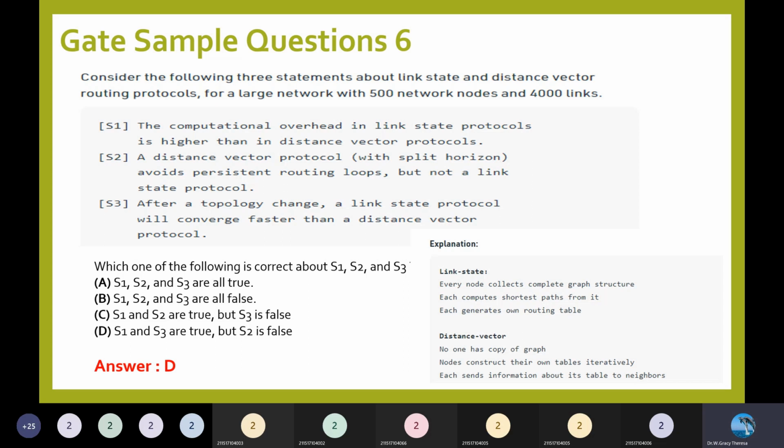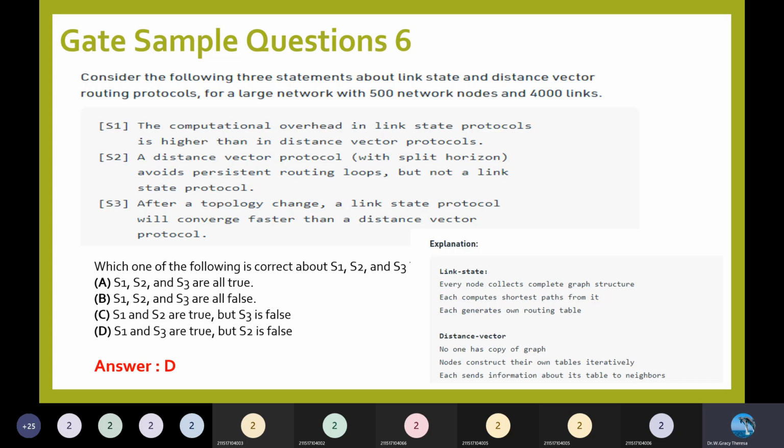So from this, what they are trying to find out is S1, S2 and S3. S1 says the computational overhead in link state protocol is higher than in distance vector protocol. So using these 500 network nodes and 4,000 links, they are saying the computation overhead is high in link state, but less than in distance vector protocol. S2 says distance vector protocol avoids persistent routing loops. With the help of split horizon, it can avoid persistent routing loops, but a link state protocol does not have that.